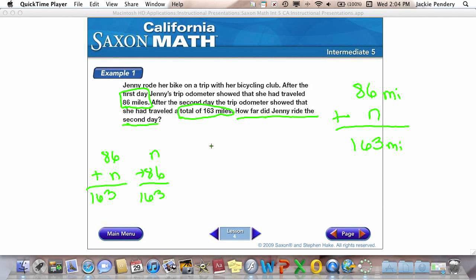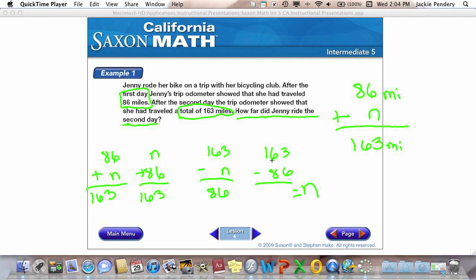For the subtraction problems, we start with our total. 163 minus n equals 86. And 163 minus 86 equals n. I know this is the problem I'm going to use to solve. So I'm going to put my n over here. And go ahead and solve.